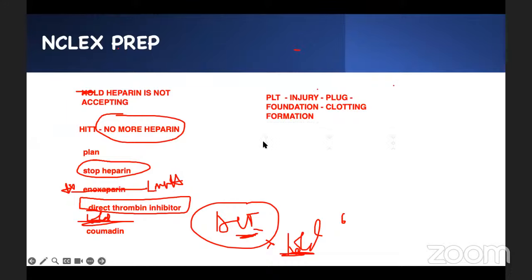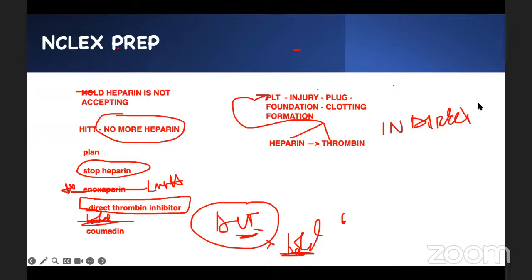So what it does is heparin, when I give you heparin, it cannot go and bind to platelet directly. It asks for thrombin. It says, hey, I need you, thrombin. So it binds to thrombin, and both of them, heparin and thrombin, go and block platelets. And this does not happen. So heparin is an indirect thrombin inhibitor, right? So that's the way it does its function.